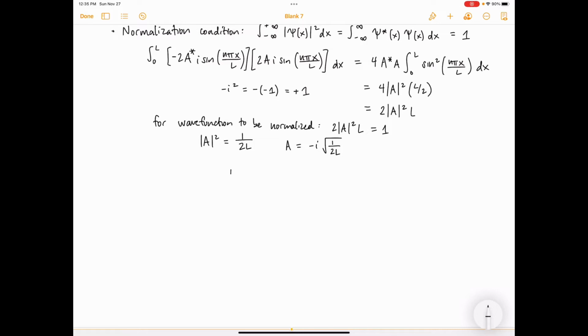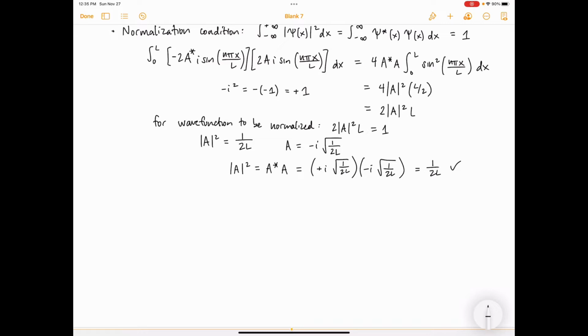And remember, when we're dealing with complex numbers, A squared means A star times A. So in this case, A star would be plus i times the square root of 1 over 2L, and A is just minus i times the square root of 1 over 2L. Again, we have plus i times minus i, that just equals 1. And then we have the square root, which we have 2 copies of, so square that, and you get 1 over 2L. So I'm just showing you that this works.